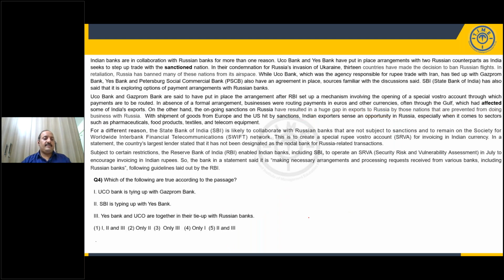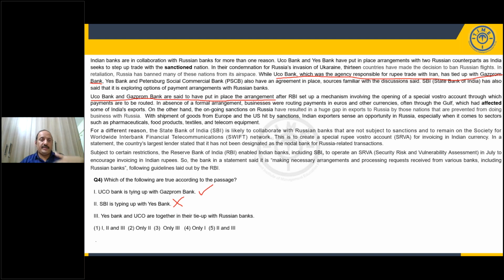All right. Which of the following are true as per the passage? UCO Bank is tying up with Gazprom Bank. Yes, as was given out there, they have put in place a certain arrangement. It was also mentioned in the first para. UCO Bank has tied up with the Gazprom Bank. So definitely 1 is covered. SBI is tying up with Yes Bank. No, SBI tie-up had not been mentioned. Yes Bank was tying up with the PSCB, the Petersburg Social Commercial Bank. So 2 gets eliminated.